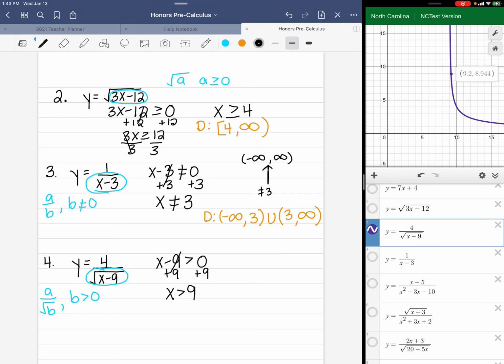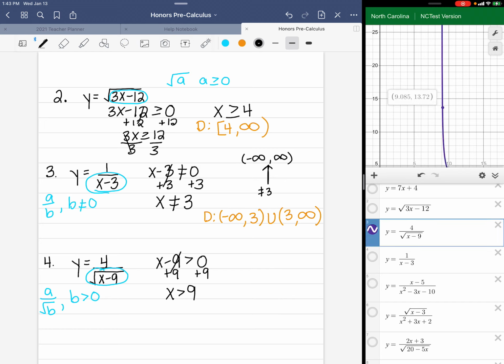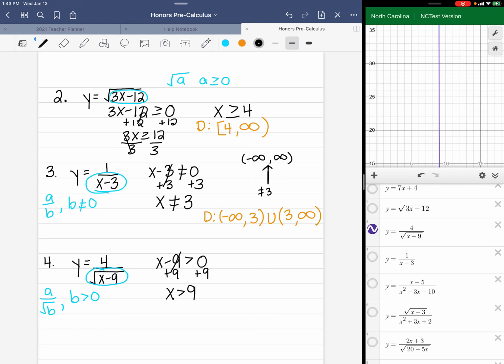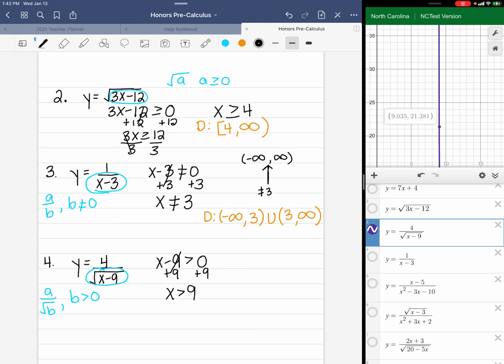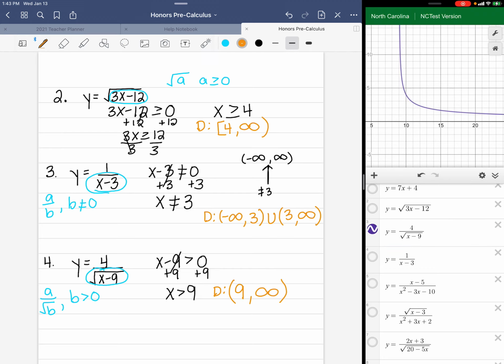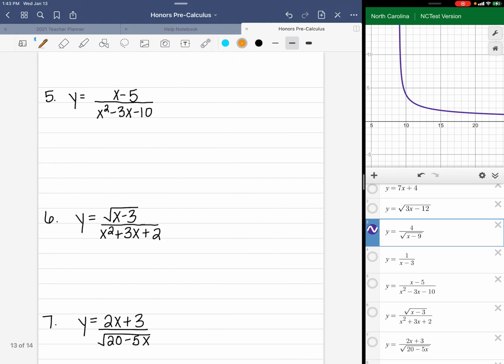So when I'm looking at it, I can see that there's a vertical asymptote. I can see that it's going to keep approaching that value of 9, but it's never going to actually cross over at 9. Now, because it's not equal to, the domain is not going to have a bracket this time. It's going to have a parenthesis. So it's going to start at 9 and go to infinity. So no bracket. We have to use parentheses because it's not included, from 9 to infinity.